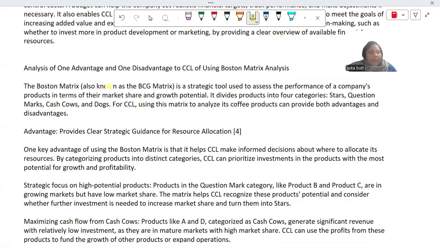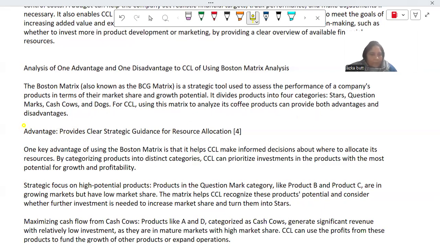So Boston matrix analysis, also known as a BCG matrix, is a strategic tool used to assess the performance of a company's products in terms of their market share and growth potential. It divides products into four categories: star, question mark, cash cow, and dogs. For CCL, using this matrix to analyze its coffee products can provide both advantages and disadvantages.